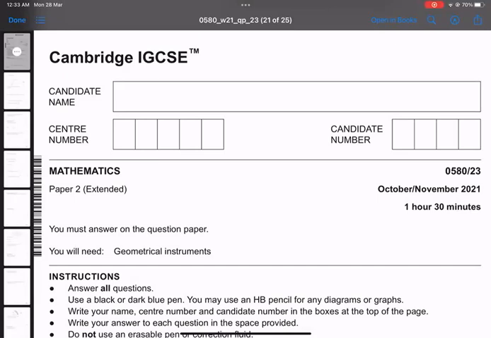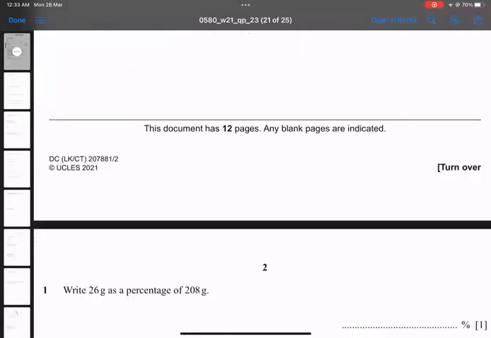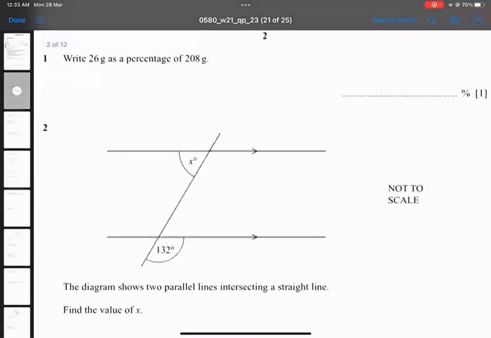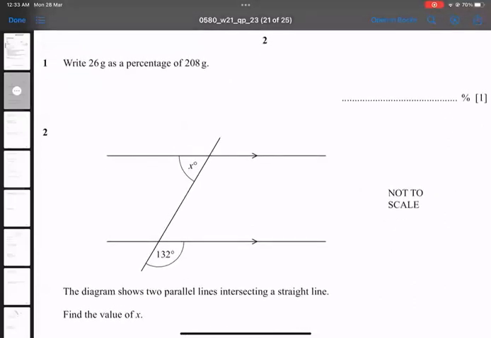This is October 2021 and variant 23. So let's start. The first two questions I want to discuss with you, number 1 and number 2. Question number 1 is asking, write 26 grams as a percentage of 208.